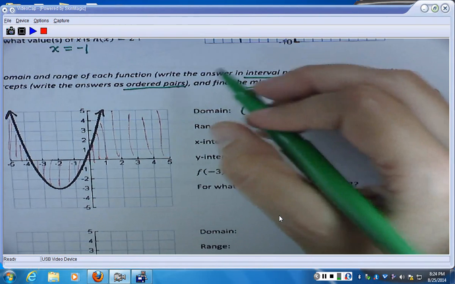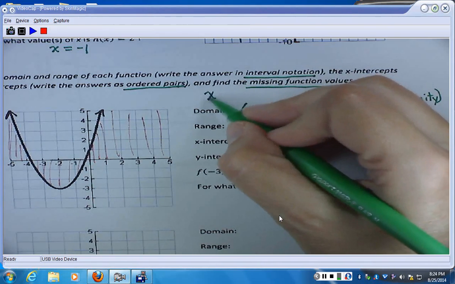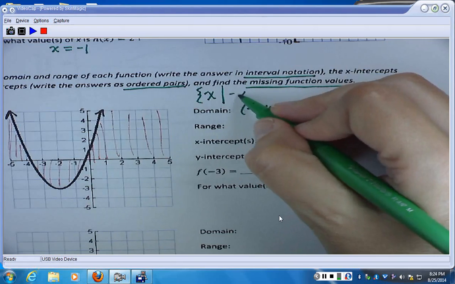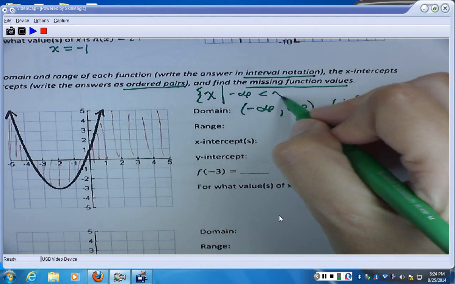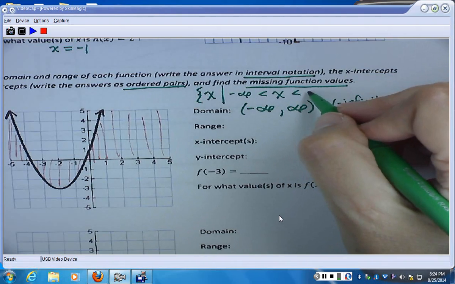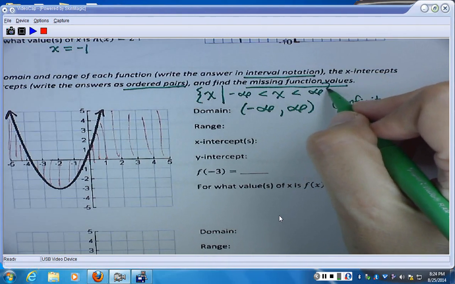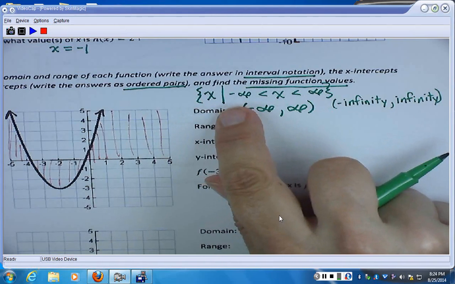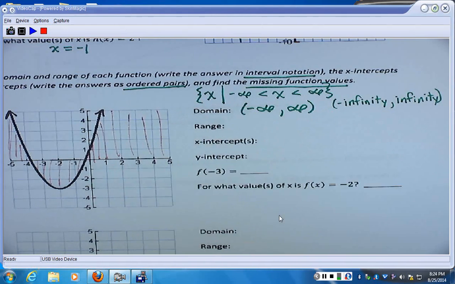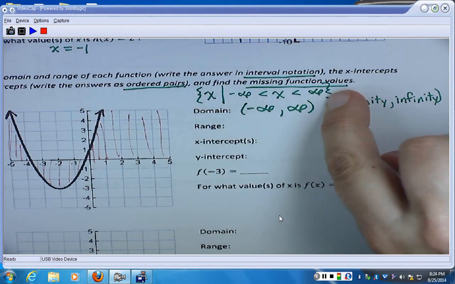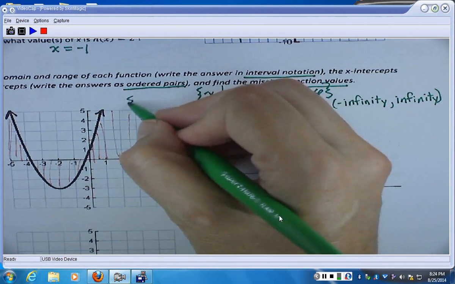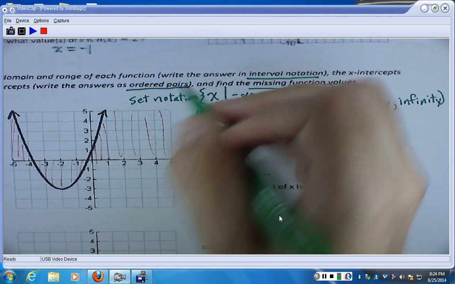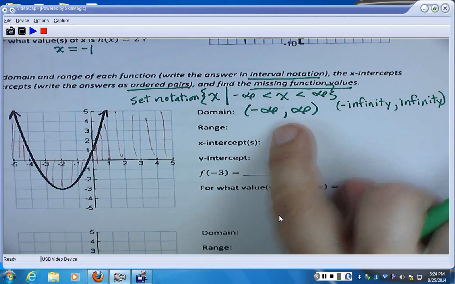What's the one with the less than, greater than? x such that minus infinity less than x less than infinity. That's set notation. Okay, so I have practice. This is this set symbol. This is set notation. Good. This is interval notation. Okay?